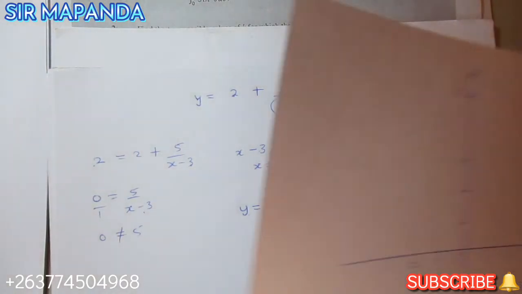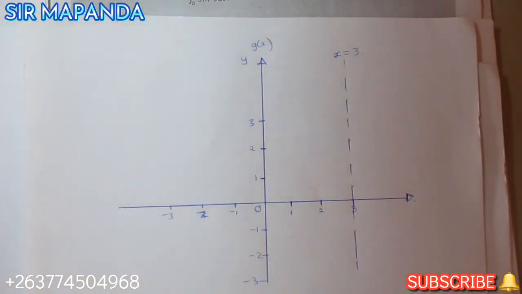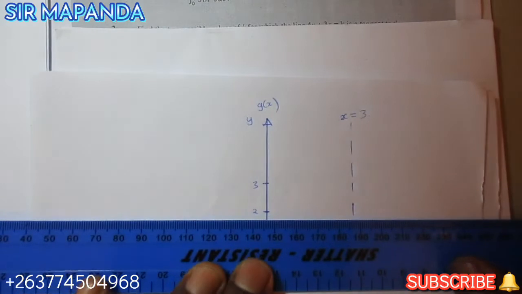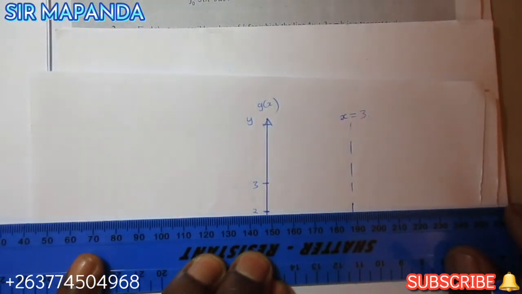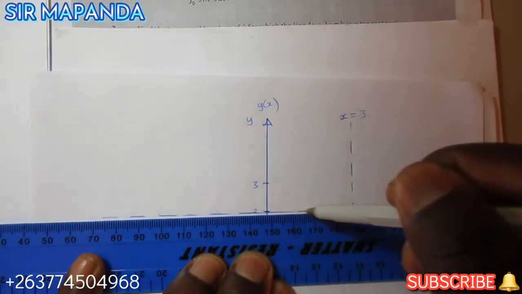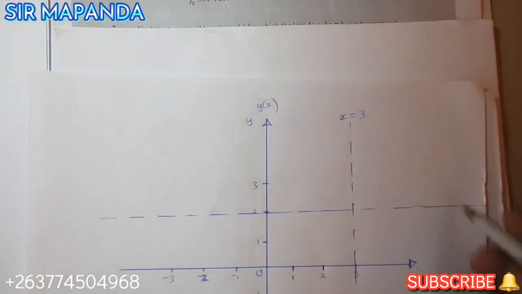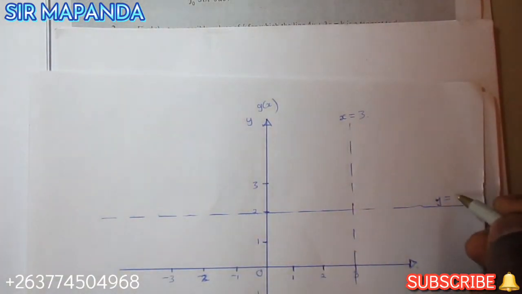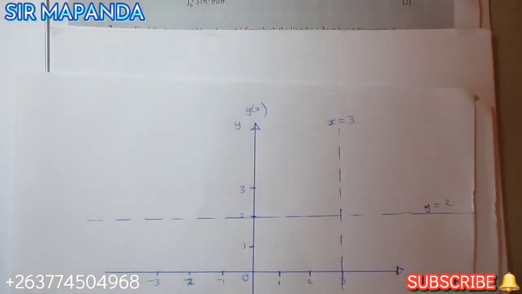Right. So I'm going to draw another asymptote here, passing through the value of y, which is 2, then label it y is equals to 2. I hope you are following.